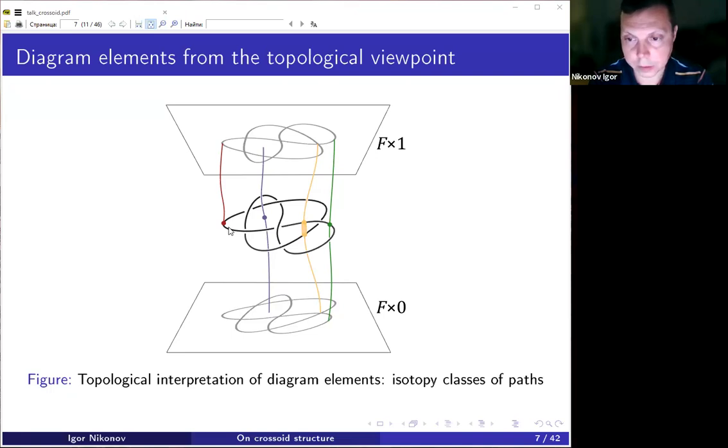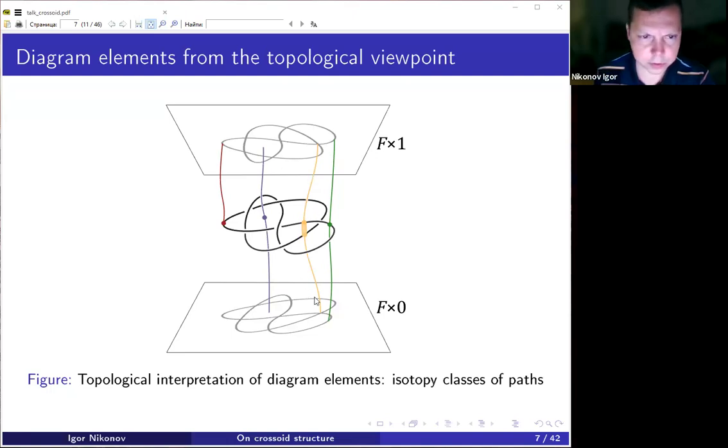Analogously, for the set of regions, we consider paths which start on the top and end on the bottom and don't intersect the knot. So the set of isotopy classes of these paths will be the set of regions of the knot, and so on. And for crossings, we consider paths which start on the top, end on the bottom, and intersect the knot twice, and the arc between the two intersection points is framed.